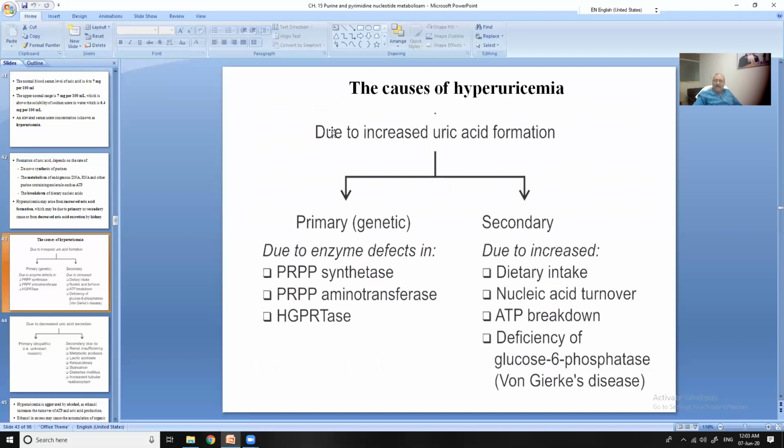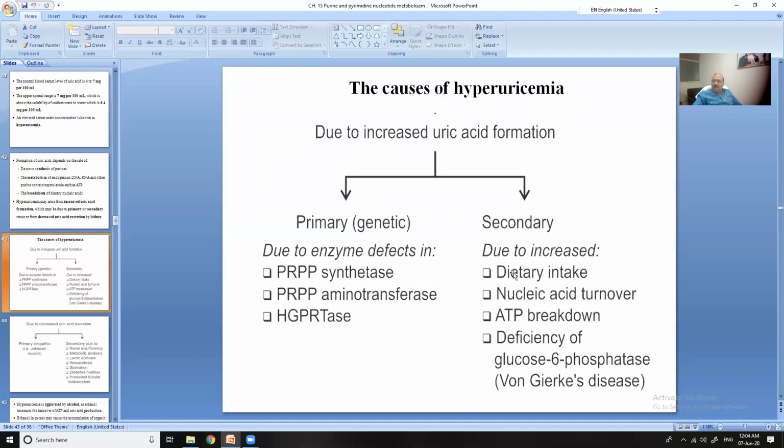It is clear that because of the increased uric acid formation, the hyperuricemia is there. Then this increases by two means, primary and secondary. Primary means the PRPP synthase enzyme is defective, PRPP aminotransferase enzyme is defective, or HGPRTase enzyme is defective, then you will be finding the increased uric acid.